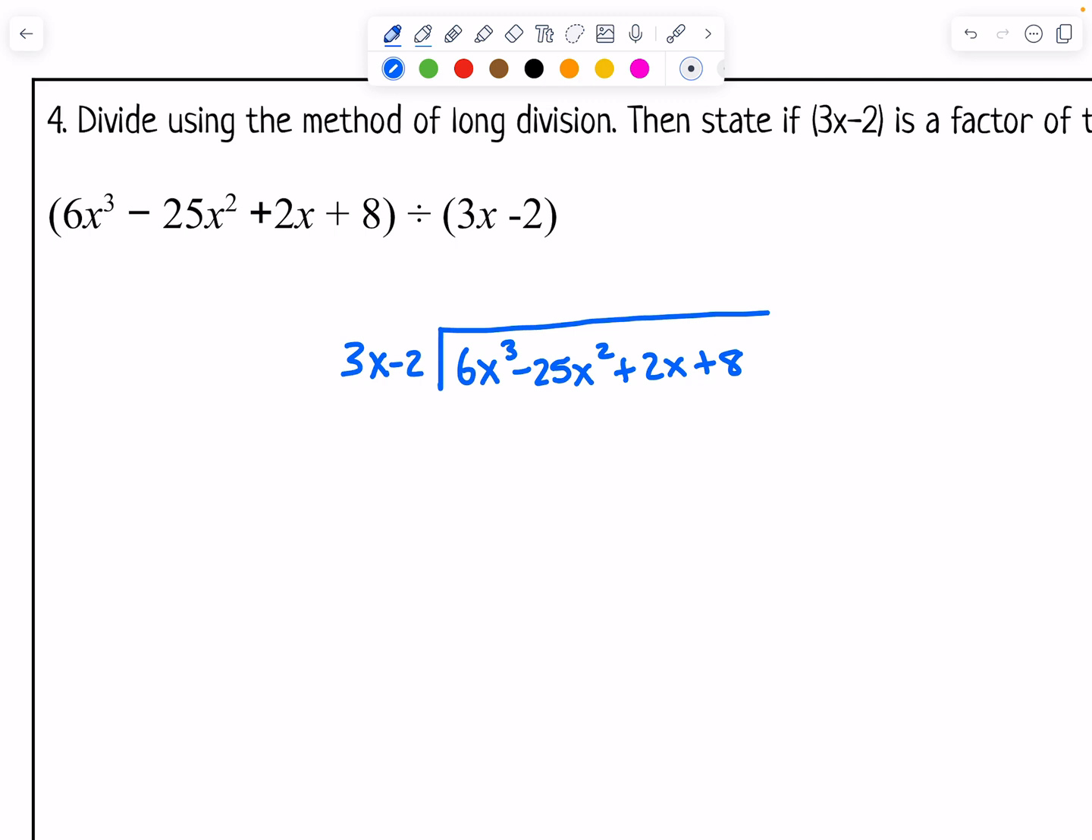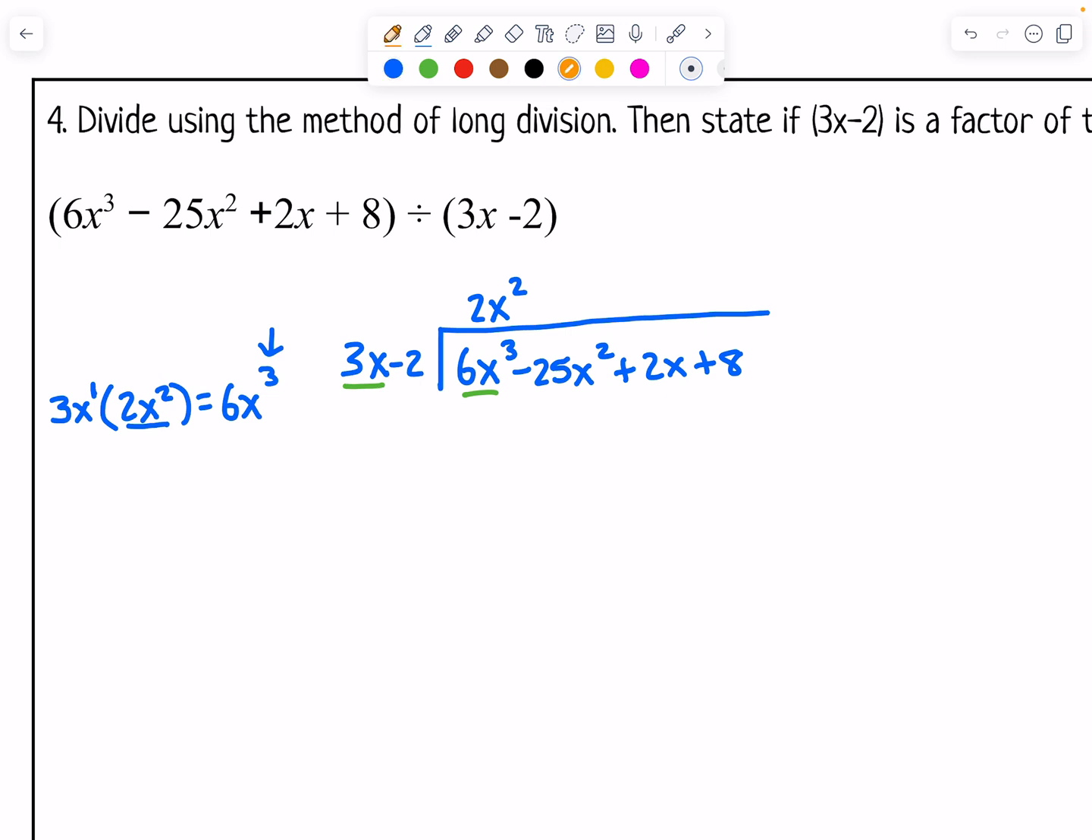So I'm going to take the first term on the outside and think of what could I multiply in order to get the first term on the inside. So 3x times what would help me get 6x cubed is what I want to think about. So 3 times 2 would help me get 6. And then I have 1x, but I need 3x. So I need 2 more x's. So then I'm going to put that at the top of my division bar. That's my first term in my quotient.